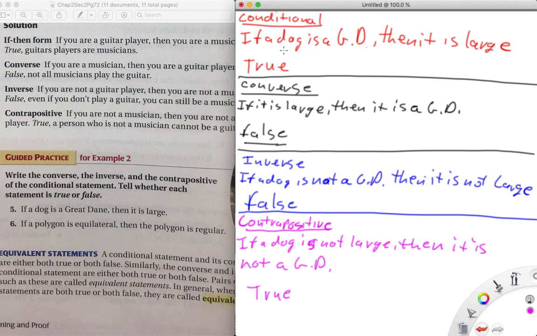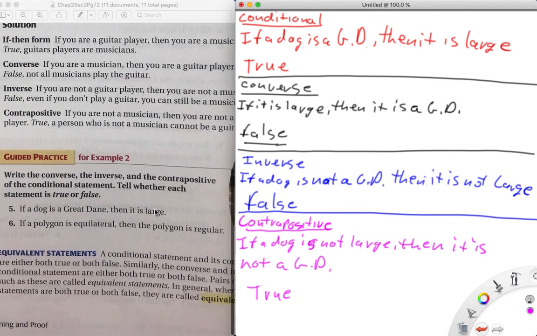All right, so if a dog is a Great Dane, then it is large. The converse, if it is large, then it's a Great Dane. That's false because I could think of a large dog that's not a Great Dane. If a dog is not a Great Dane, then it's not large. Again, I could think of a dog that's not a Great Dane, but it's still large. And then the contrapositive, if a dog is not large, then it's not a Great Dane. I can't think of a small dog that's a Great Dane. Therefore, that's true. I'm not going to do the second one.